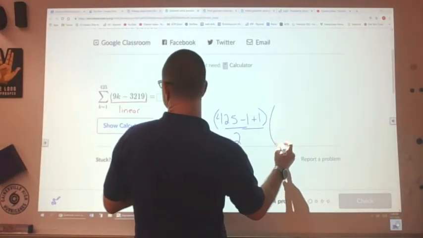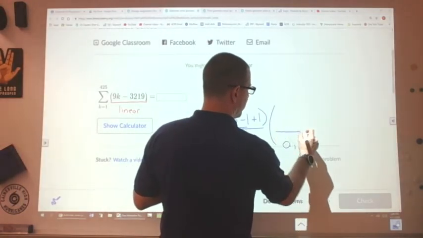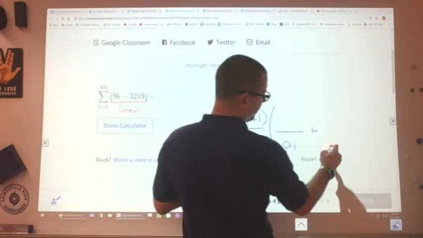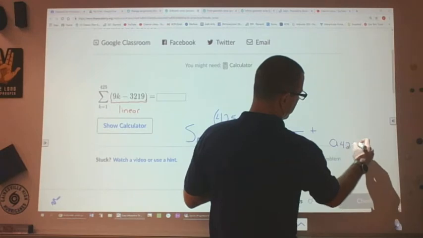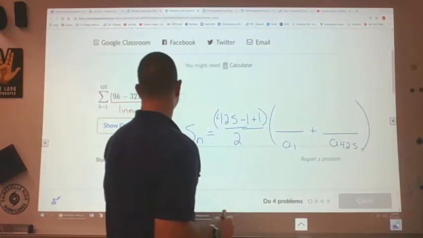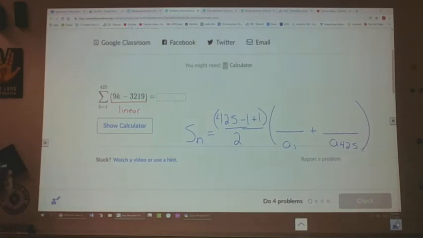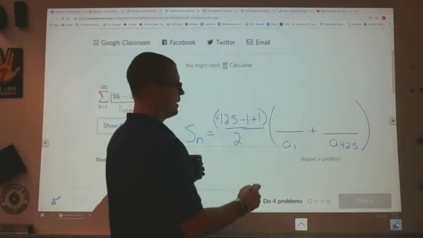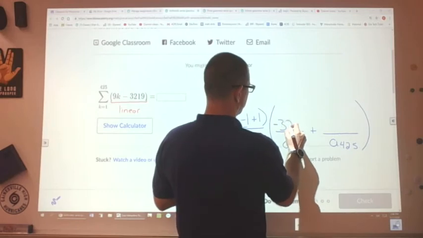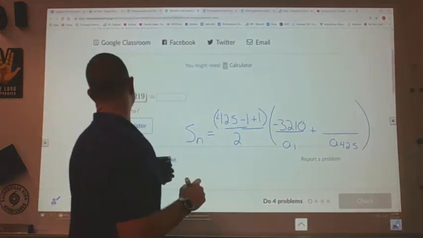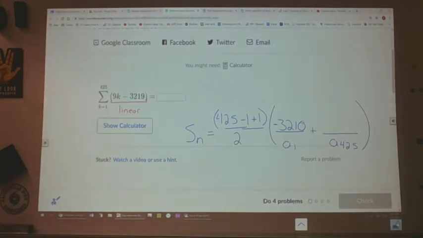Then I need to find a sub 1's value and a sub 425's value. So a sub 1 is 9 minus 3,219. It's going to be negative 3,210. And then to get our 425th term, we're going to plug in 425 to our sequence formula. So we have 9 times 425 minus 3,219. And we have 606.